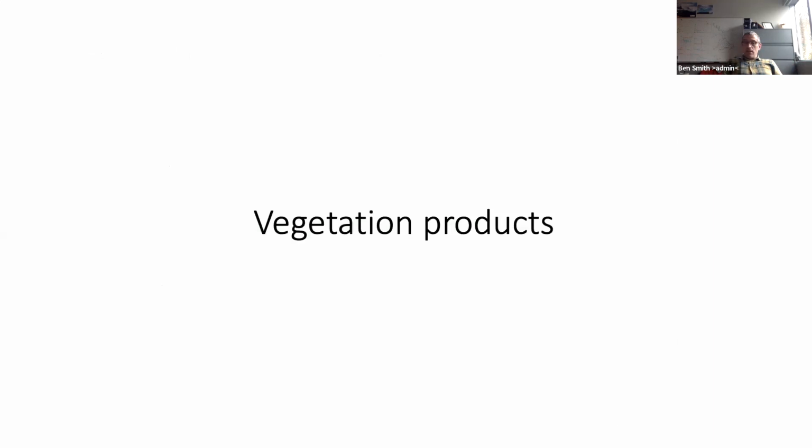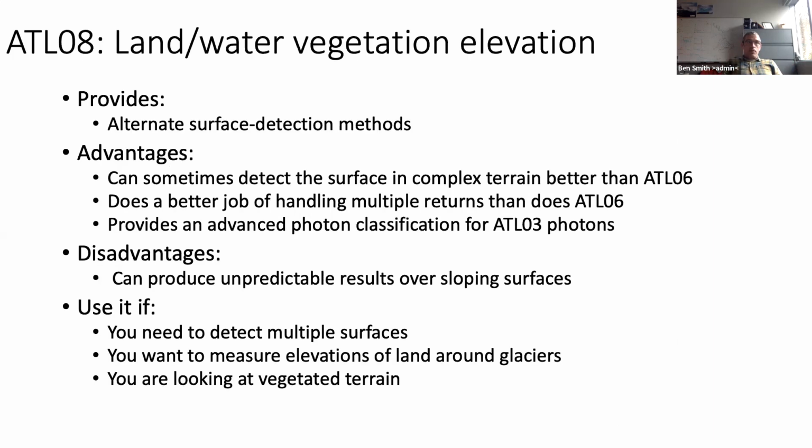Then there are also the vegetation products. The one that I'm going to talk about is ATL08. ATL08 performs some more advanced surface classification tactics that are not available on ATL03, and also measures the canopy height and the land height in vegetated surfaces. And ATL08 is calculated everywhere. So if you want to know what the vegetation height is in Antarctica, you can do that.